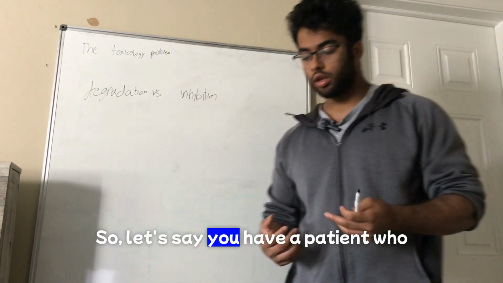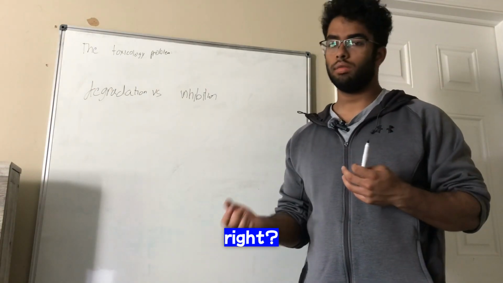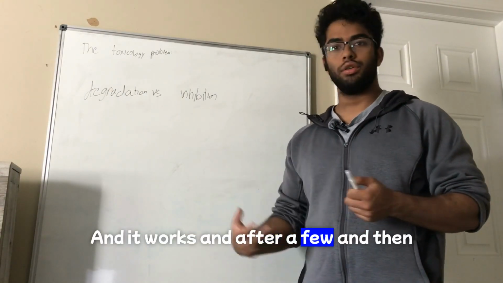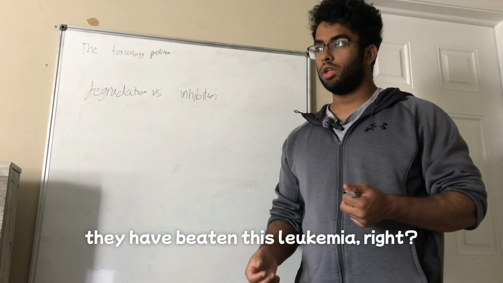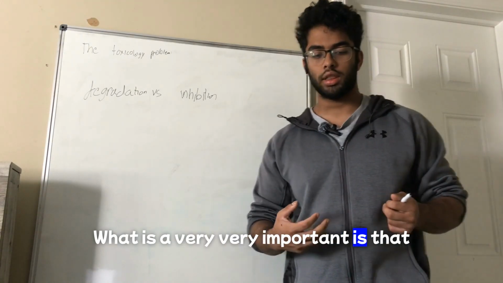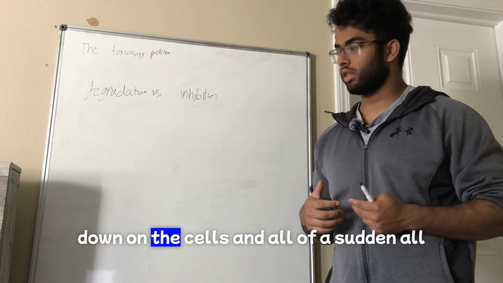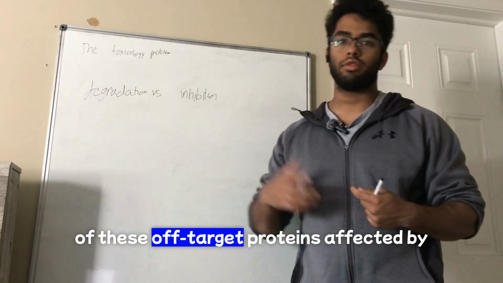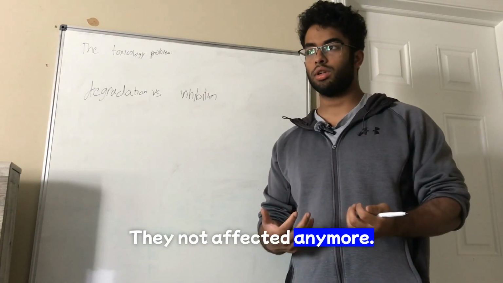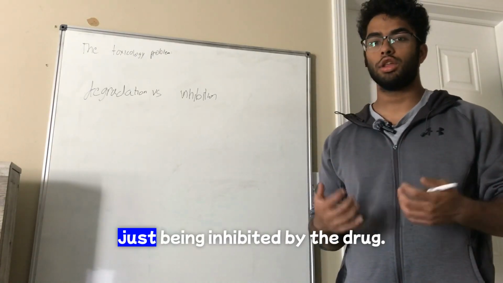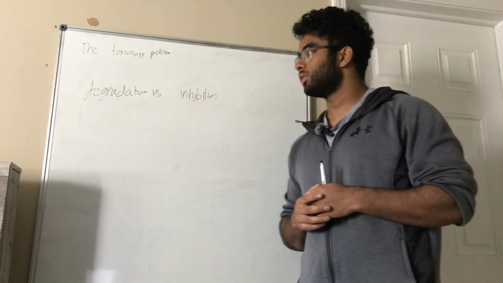So let's say you have a patient who takes an inhibitor to treat a leukemia, right? And it works, and then they have to get off treatment now that they have beaten this leukemia. What is very, very important is that shortly after they stop taking this inhibitor, the saturation of the drug goes down on the cells, and all of a sudden, all these off-target proteins affected by the inhibitor, they just stop. They're not affected anymore. The effects wear off because they're just being inhibited by the drug. As soon as the saturation decreases, they're back to normal.